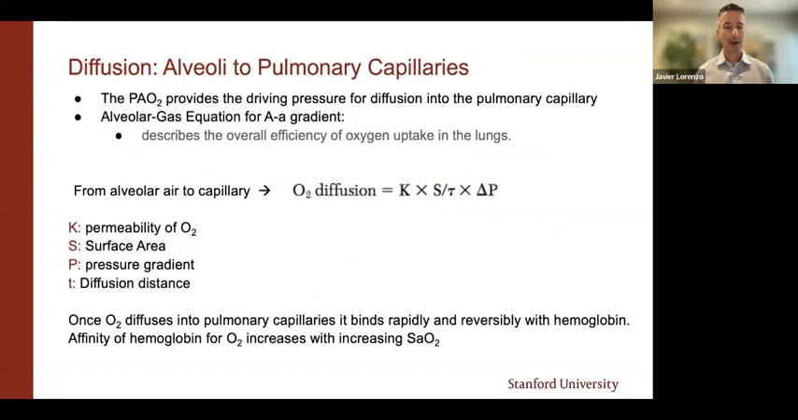Diffusion of that oxygen molecule from the alveola to the pulmonary capillaries is important. This is why we care about diseases in the interstitium of the lung, fibrosis, pulmonary hypertension. And that diffusion of oxygen is affected by the surface area, the pressure gradient, as well as the diffusion distance. So there are a lot of disease processes that affect any of these three variables, and it will affect your diffusion and lead the patient to become hypoxemic.